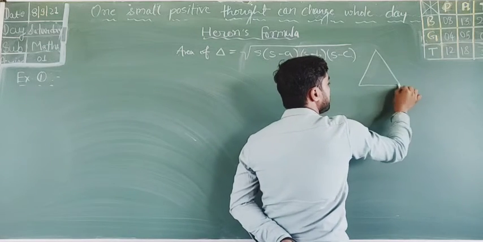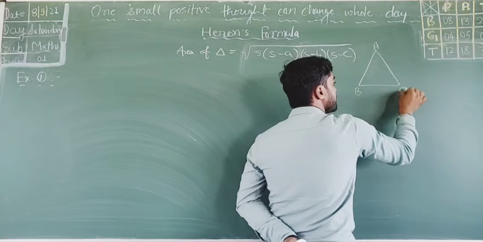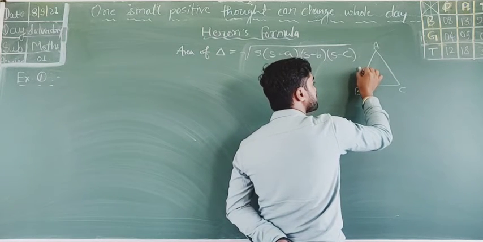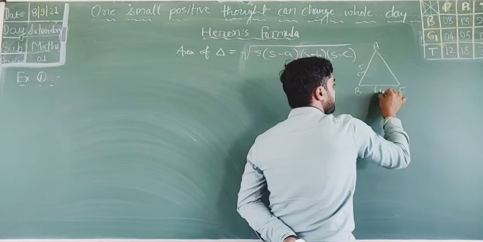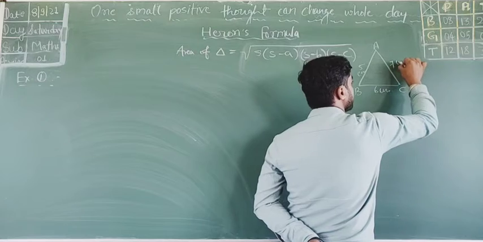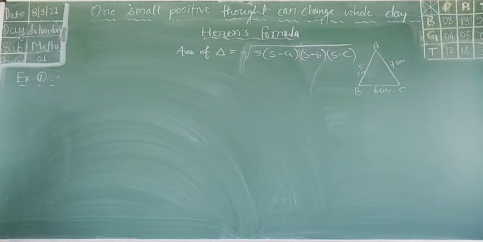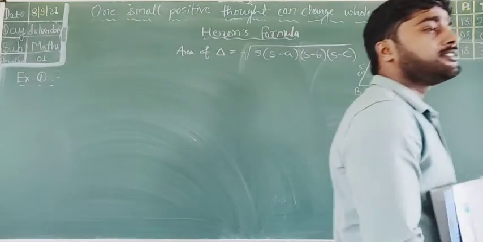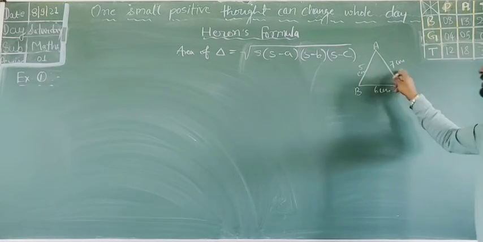This is a triangle and the name of this triangle is ABC. In the question, three sides are given. Suppose this one is 5 centimeter, this is 6 centimeter and this is 7 centimeter. If three sides are given, how can you find the area of the triangle? Because you know only the formula half into base into height. The base is given here, 6 centimeter, but the height is not given and two other sides are given.